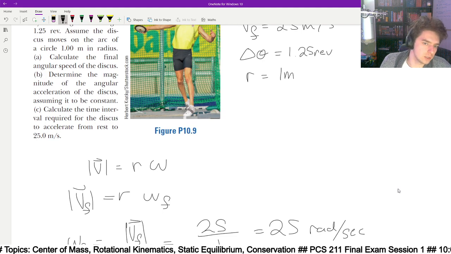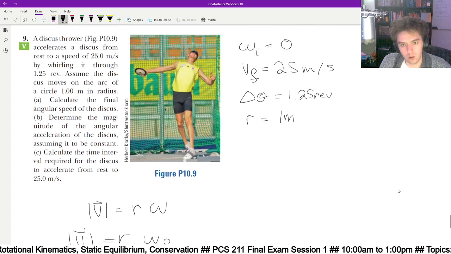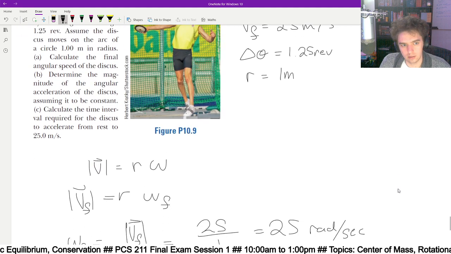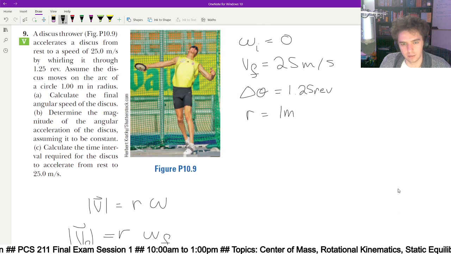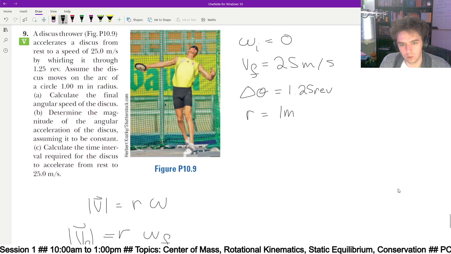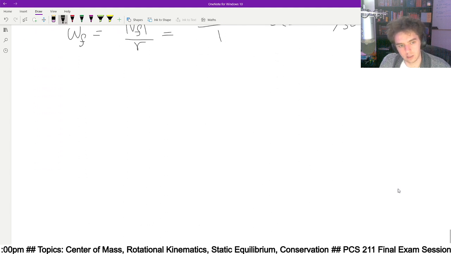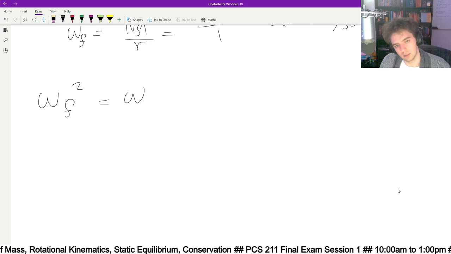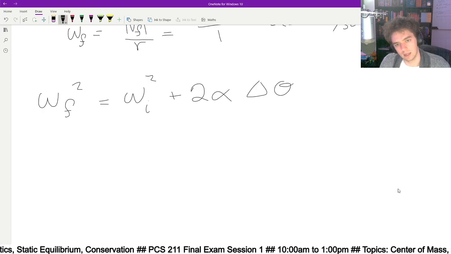Part B is determine the magnitude of the angular acceleration of the discus, assuming it to be constant. Well, we just use our formula again. We know the initial speed, initial omega i, and final omega. We don't know delta t, we know delta theta, and that's all we need for the third equation. So omega f squared equals omega i squared plus 2 alpha delta theta.